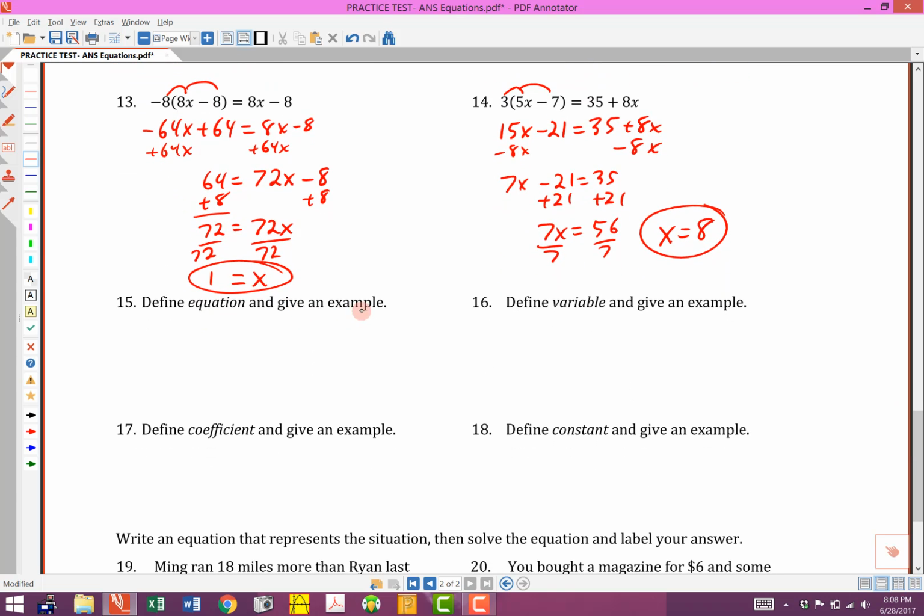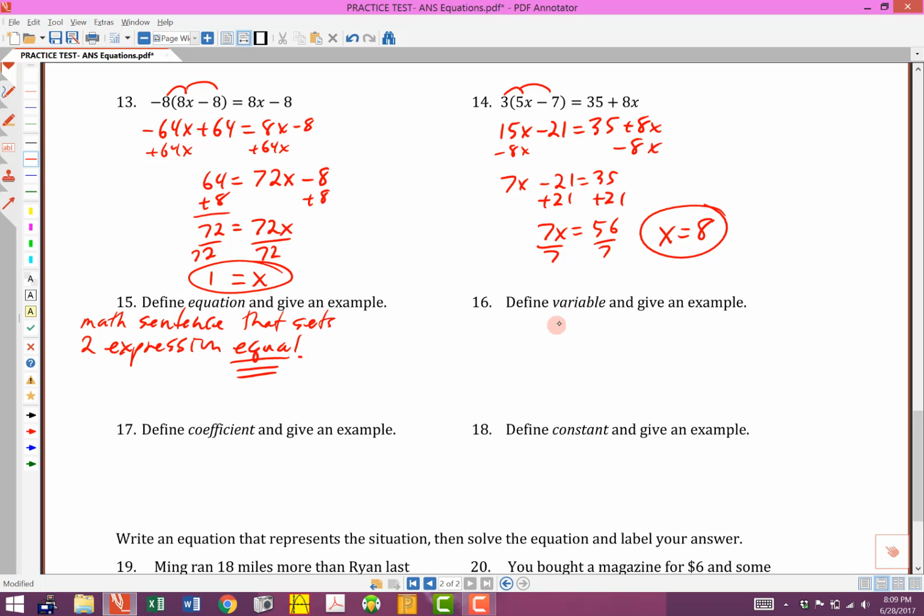It says define equation and give an example, define a variable and give an example, coefficient and give an example, and a constant. So let's remember what these are. An equation is, we'll call it a math sentence that sets two expressions equal. And the key word here is you can't talk about an equation without using the word equal. Okay, so it's got to have an equal sign in it.